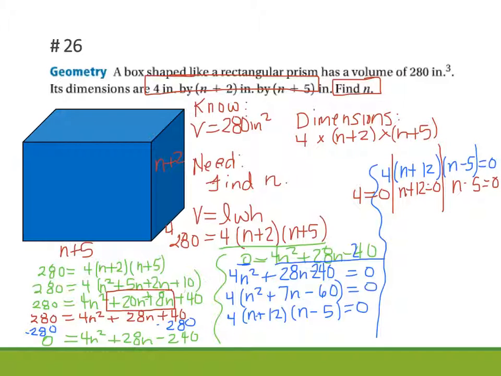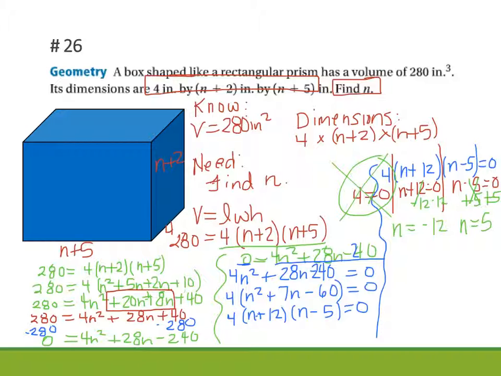Now you look at that and you say, well, 4 doesn't equal 0, Miss Singleton. Well, no, it doesn't. So we just know that this guy right here is discounted. He doesn't mean anything. He doesn't help us solve the equation. But we can look at the other 2 factors and we can solve them. If n plus 12 equals 0, if I subtract 12 from both sides of that equation, then n would have to equal negative 12. And over here, if I add 5 to both sides of this equation, then n would have to equal 5. Very good.